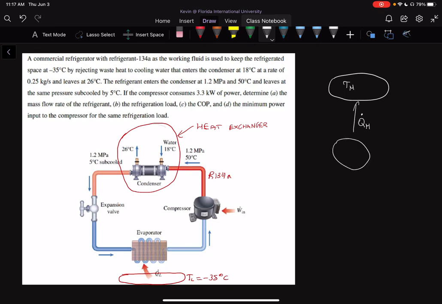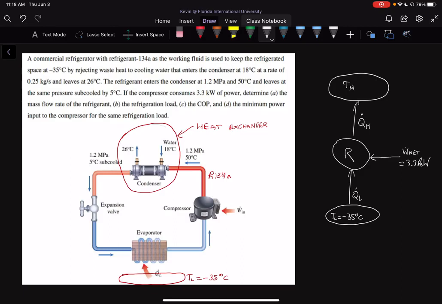So we have our refrigerator here, and coming into our refrigerator, we're told that the W dot net is equal to 3.3 kilowatts, so we're given that information. And we're also given that Q dot L is here, and we have a TL that is equal to minus 35 degrees Celsius. Okay, so that's the information we're given in our problem.